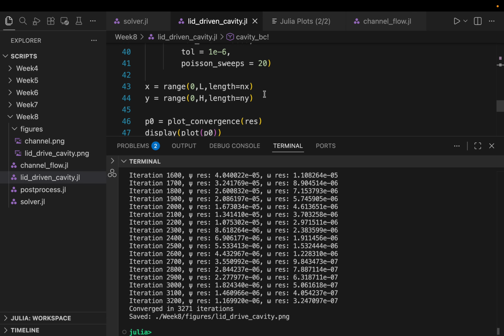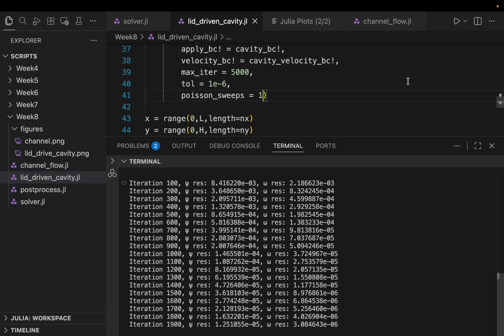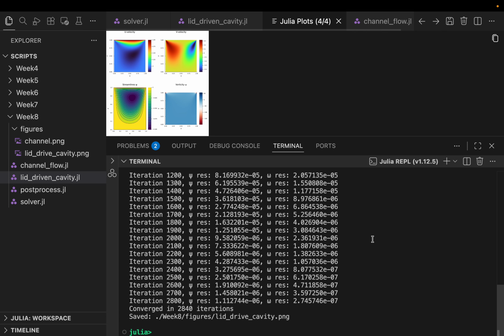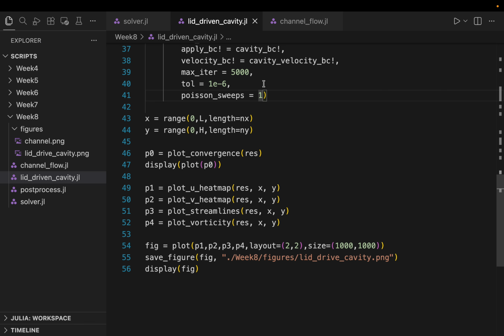But let's say I reduce this to 1. So for every 1 sweep of the omega equation, I'm doing 1 sweep for the Poisson equation also. Then let us see what happens. So it converges for this particular problem. But this is something specific to this particular problem, and it is not guaranteed always. Usually, maybe I'll show you another problem where this becomes an actual problem.